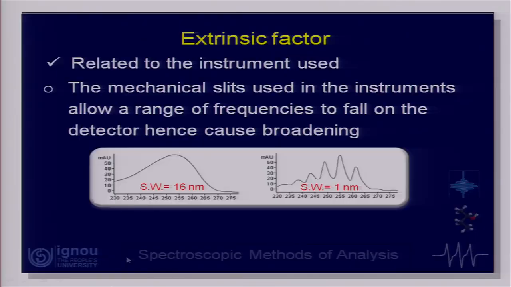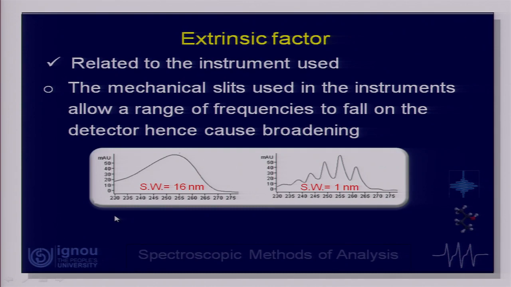Now, when we use different kinds of slits, we find that it is not only one particular radiation which goes through, a range goes through. This picture is illustrative by itself. This is the spectrum for a given system obtained by using a slit width of about 16 nanometers, and as against that, this is when the slit width is 1 nanometer. So, when we have a wider slit width, more radiation passes through and you get a broader spectrum. If I use a very narrow slit width, we get a better spectrum. We will elaborate on that when we talk about the spectra later on.